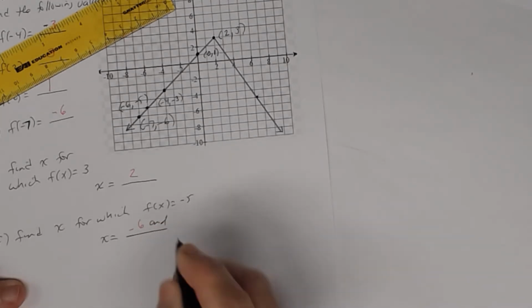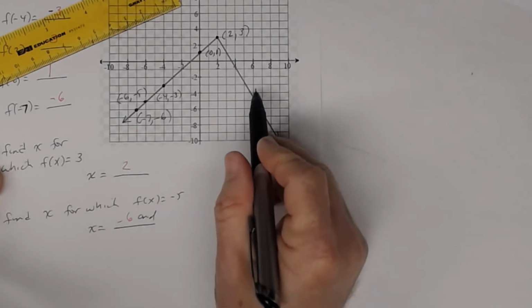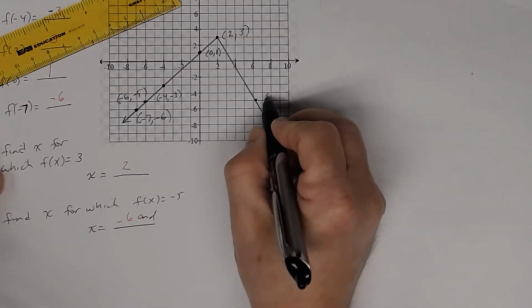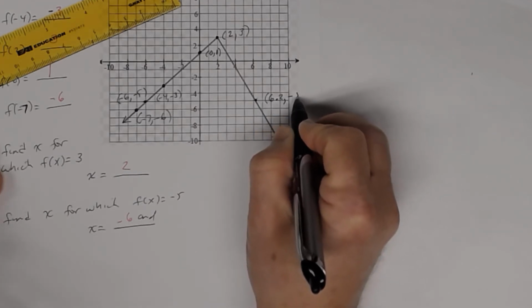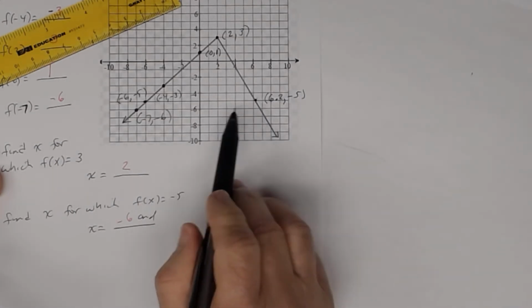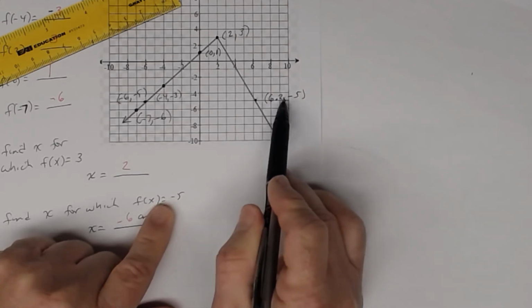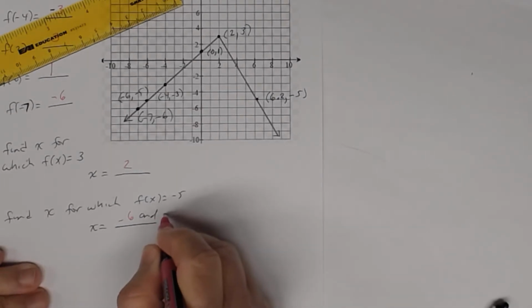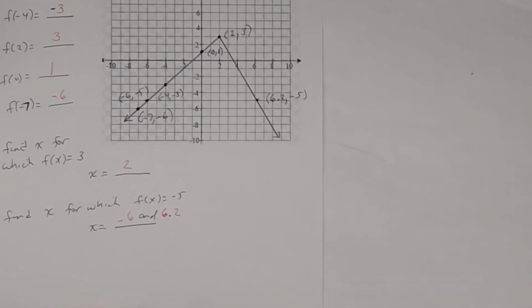But there's another one right here. The problem is that we're going to have to estimate that one because it doesn't quite go through 6. It's like 6 point, let's just estimate, let's say 6.2. So I'm going to write this as 6.2 comma -5. So when y is -5, the other x coordinate is approximately equal to positive 6.2. I had to approximate that one. So that's how you do those.